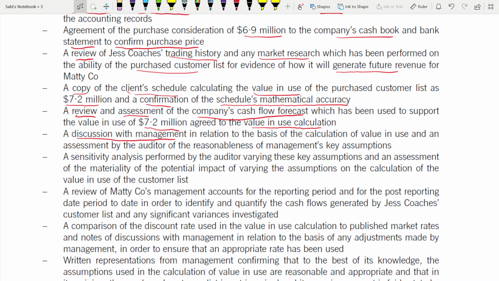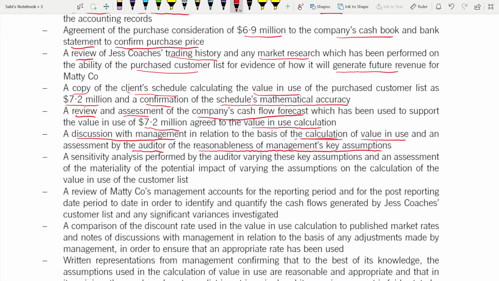So a discussion with management in relation to what? On the basis of the calculation. How did they calculate the value in use? You have to discuss this with the management, and also how the auditor has assessed it. The assessment of the auditor of the reasonableness of the management's key assumptions. Did the auditor assess that the management's assumptions are reasonable or not? That also has to be taken care of, right?